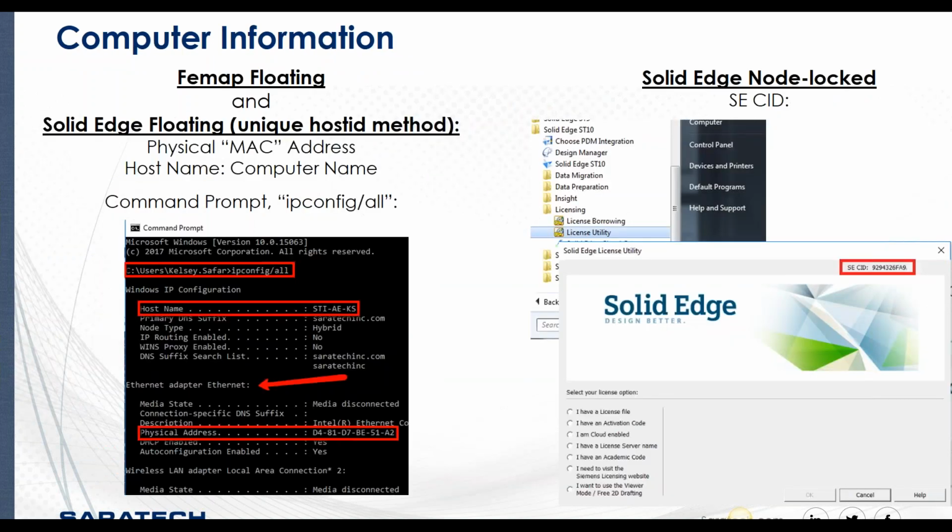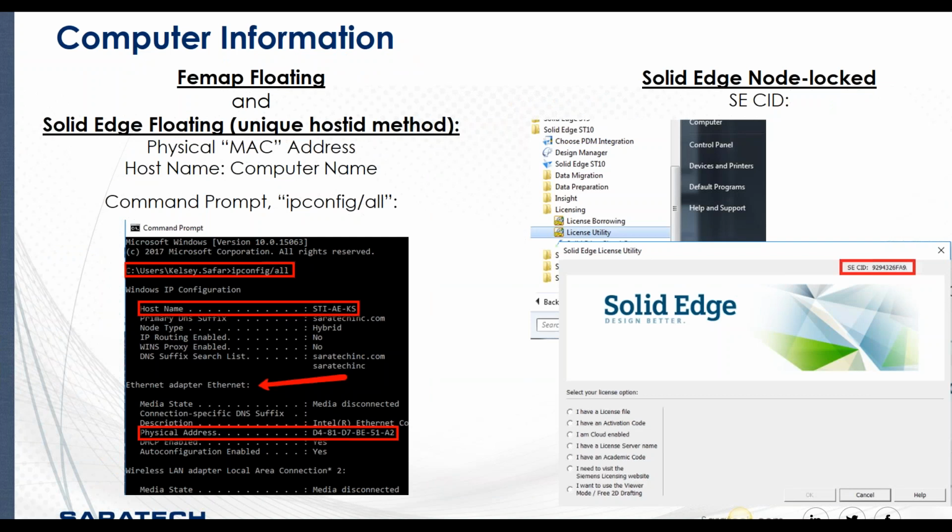Okay, so how do you get the computer information? With FEMAP floating and Solid Edge floating, you'll need the following. You'll need the 12-digit physical MAC address and the host name, also known as the computer name.